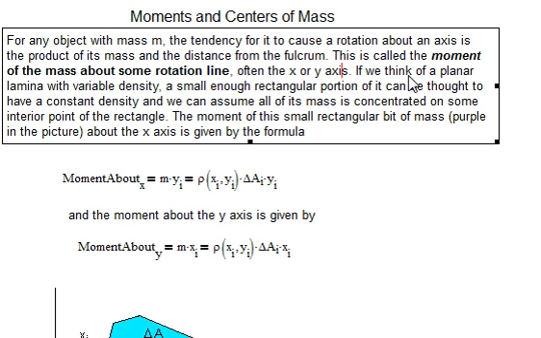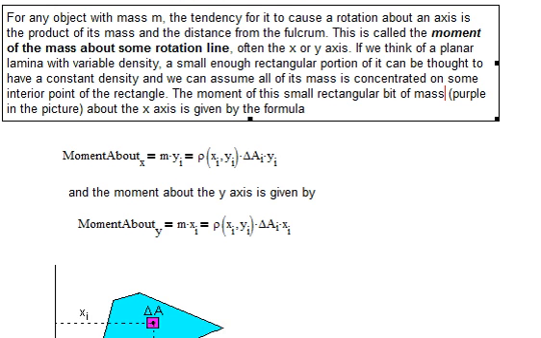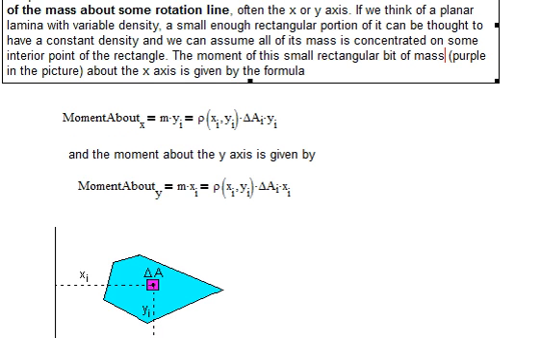It certainly is considered the x or y axis when we're trying to find something called the centroid of a planar lamina. But anyway, if we think of the lamina with variable density, not constant density, then a small enough rectangular portion of it can be thought to have a constant density, even though we know it really doesn't, but we can assume that, and assume all the mass is concentrated at some point in the interior of the rectangle.